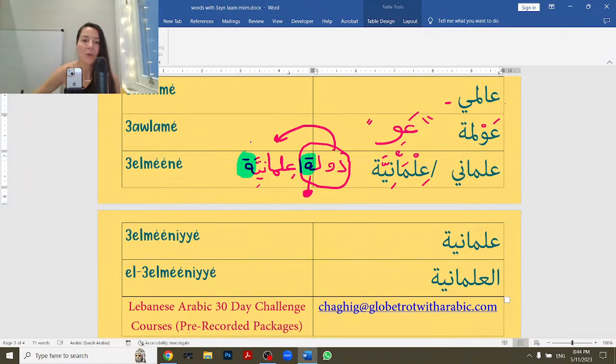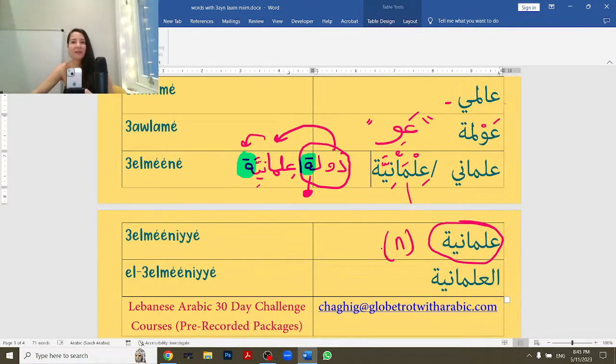So لازم نقول دولة علمانية. Okay, so now you know دولة علمانية means secular government or country. يلا. And علمانية as well, the same word exactly, can also be a noun, which means secularism. So علمانية and علمانية are both the same word. One is an adjective and the other can be used as a noun to indicate secularism.